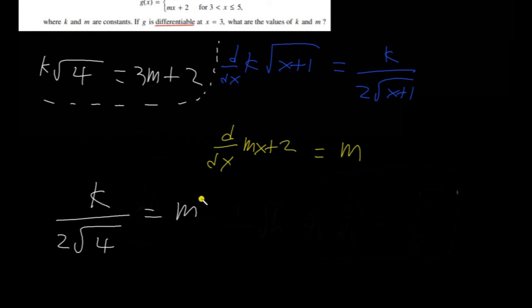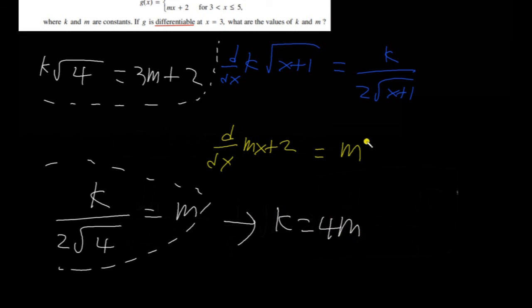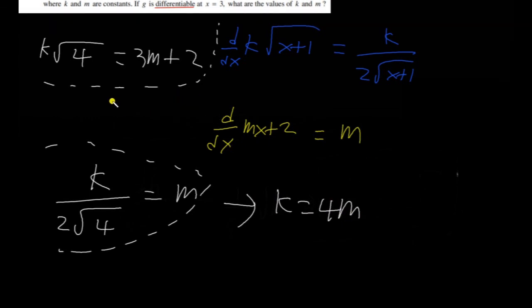Okay, so now we have two equations, two variables, k and m. So these will allow us to solve for our two variables. Okay, let's see how we can do this. I'll simplify this a bit. Since the square root of 4 is 2, 2 times 2 is 4. This says that k is equal to 4m, right? And then this says that 2k is equal to 3m plus 2.